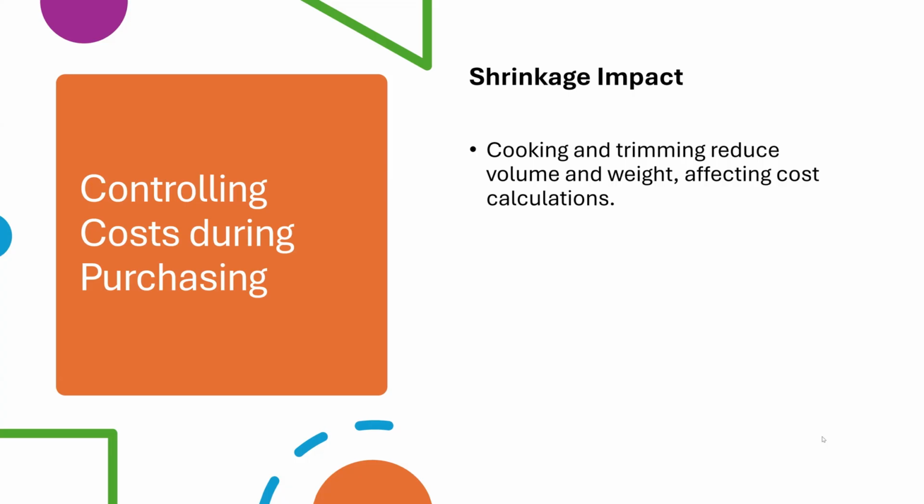Shrinkage also impacts. Cooking and trimming reduces the volume and weight, so affecting the cost calculation. So we want to make sure that we are taking the measurements, the weight of something consistently. Whether it's got everything in before prepping or we weigh it after, we want to make sure that we're consistent.